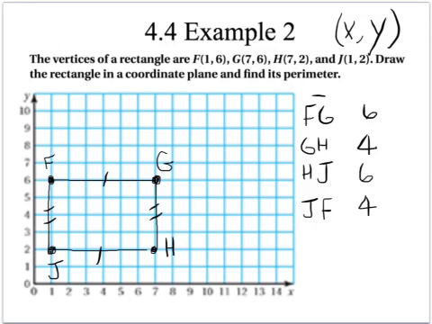Now when we find the perimeter, we can add those all up. 6 plus 4 is 10, and then another 6 plus 4 is 10, so 10 plus 10 is 20. And then since we're doing the perimeter, but they don't tell us what the unit is, we would just say 20 units for the perimeter of this rectangle.